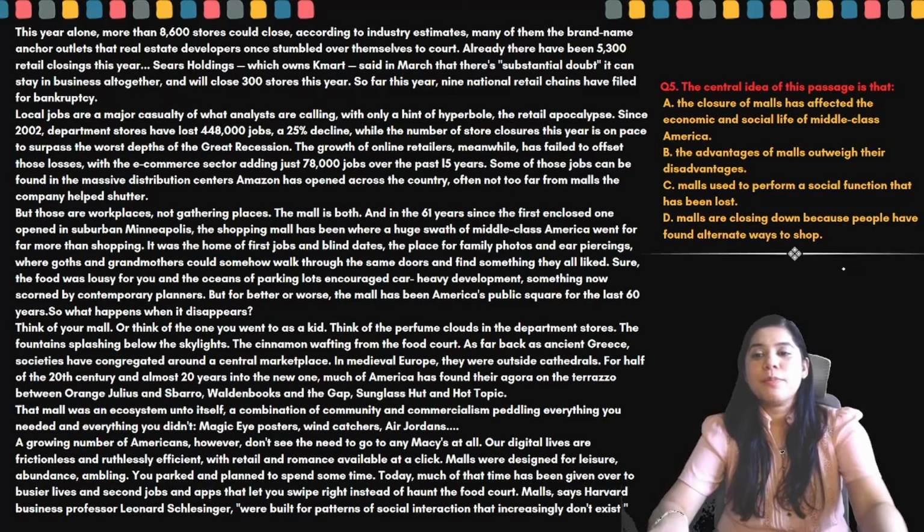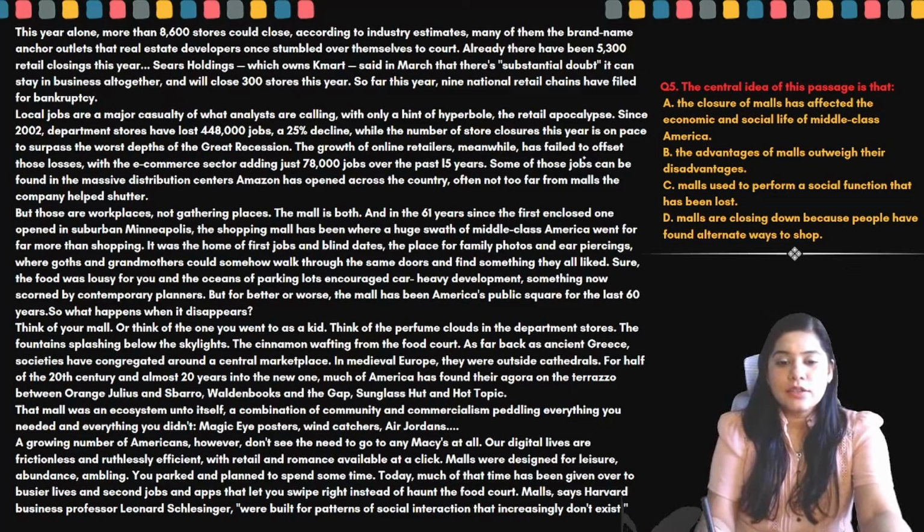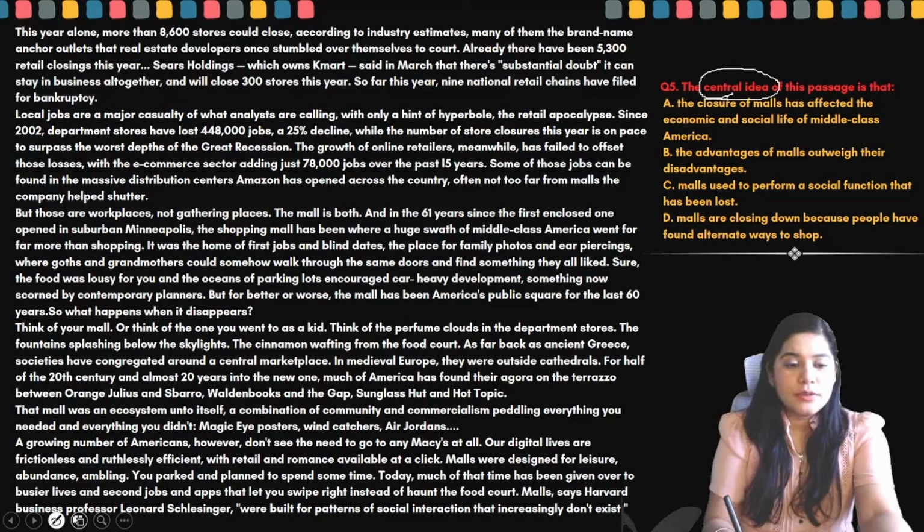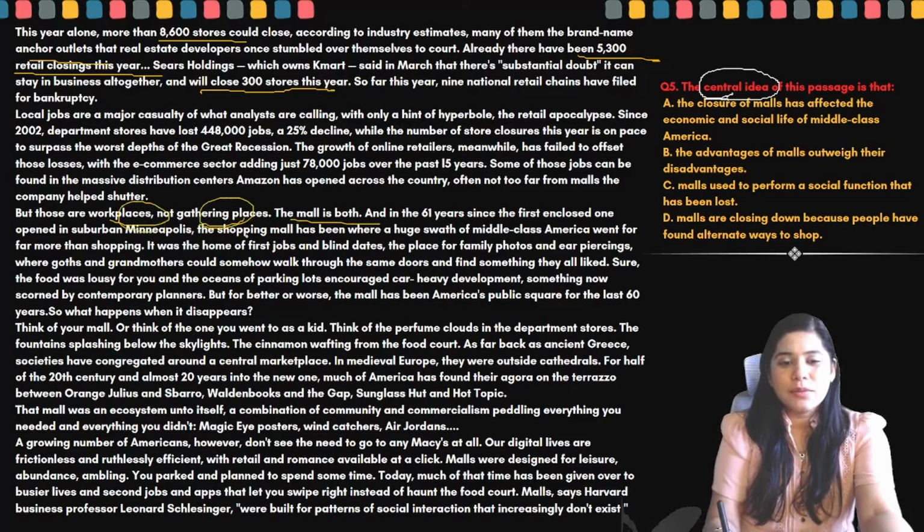The central idea of this passage is that... let's read the central idea. So again, if we are talking about the central idea, let us read the first few lines and the last few lines. This year alone, more than 8,600 stores could close. These anchor outlets, real estate developers once stumbled over themselves to court. Already there have been 5,300 retail closings this year, right? So basically a lot of shops are going to close. Why are they going to close? In the second paragraph we are basically saying it's because of malls and everything. It's a workplace, it's a gathering place, etc. Fine. In the second and third paragraphs we are talking about malls.